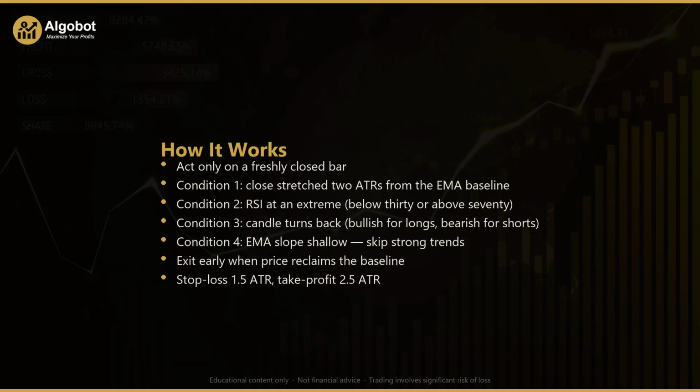When a long setup appears, the strategy signals a buy at the ask price. It places a stop loss 1.5 average true ranges below entry, and a take profit 2.5 average true ranges above. A short setup mirrors this, with the stop loss above entry and the take profit below. That structure gives a reward to risk shape of roughly 1.67 to 1 on each trade, before the early baseline exit is considered. Every level scales with volatility, so the strategy breathes with the market.